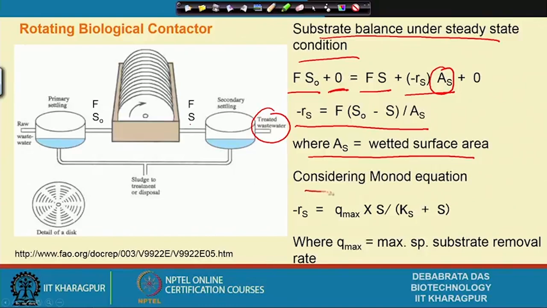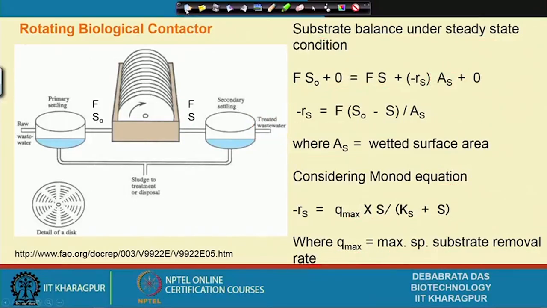Now, considering the Monod equation or Michaelis-Menten equation, we can write in a similar way the Monod equation: minus RS equals Q max into X into S by (Ks plus S), where Q max is the maximum specific substrate removal rate. So this is multiplied by X, then it will be the maximum substrate removal rate, and into S by (Ks plus S). This is how we can write this equation.